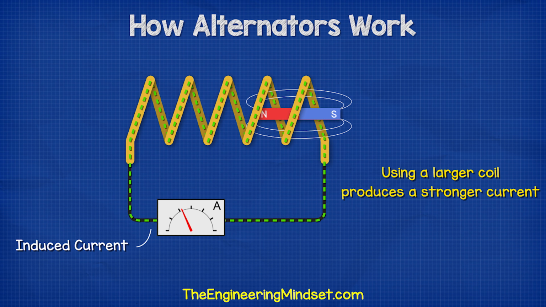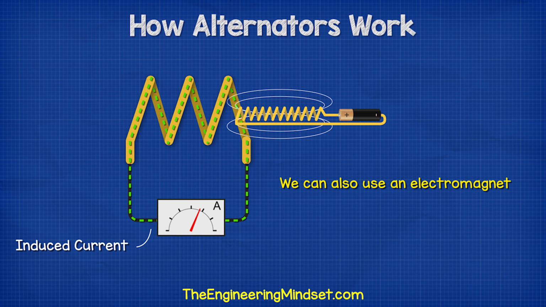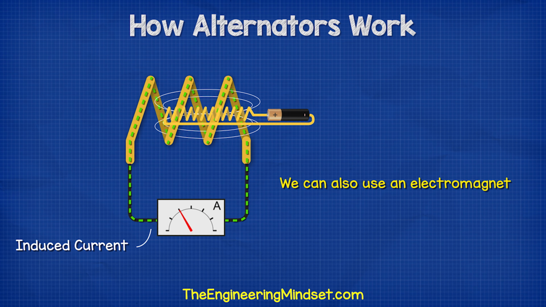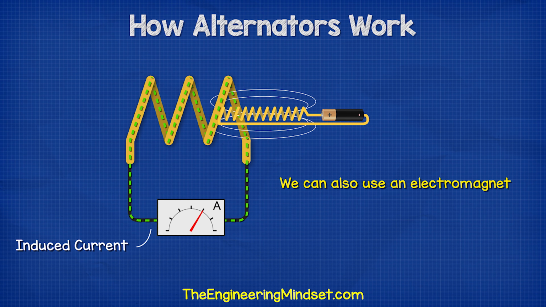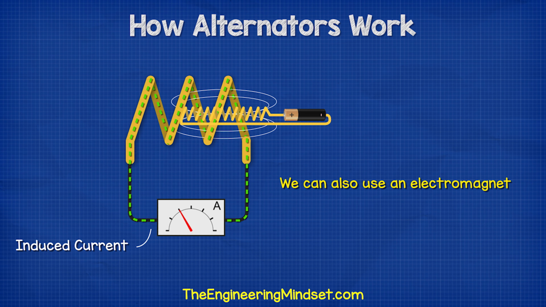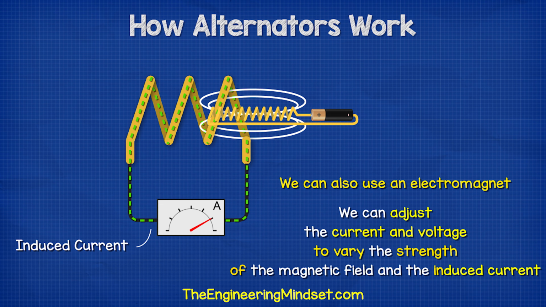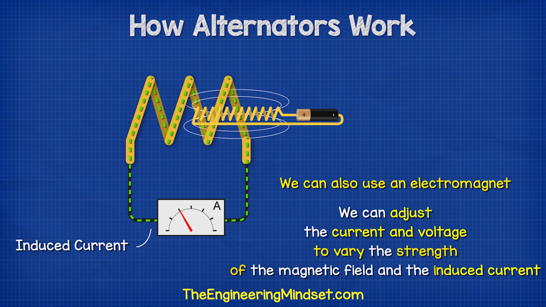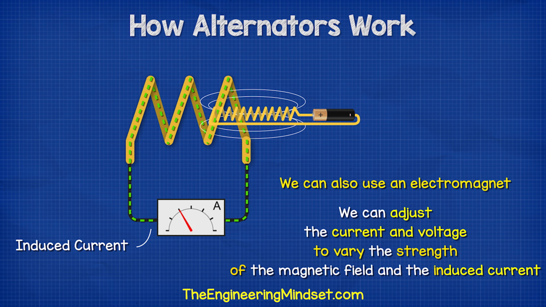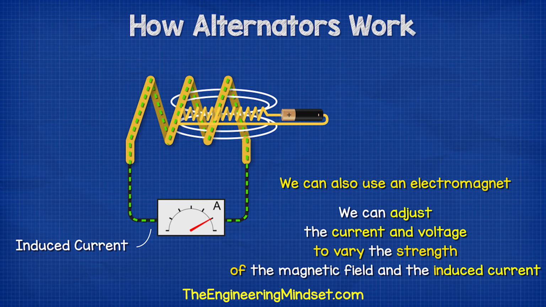Instead of using a permanent magnet, we could use an electromagnet. As we move this in and out, it will also generate an AC current in the coil. But with the electromagnet, we can adjust the current and voltage to vary the strength of the magnetic field. This lets us control how much current is generated in the coil.